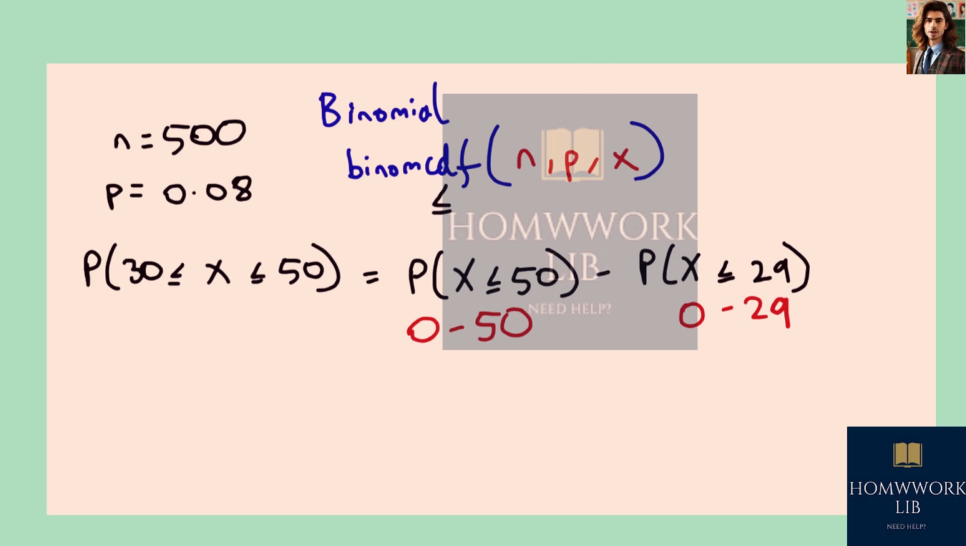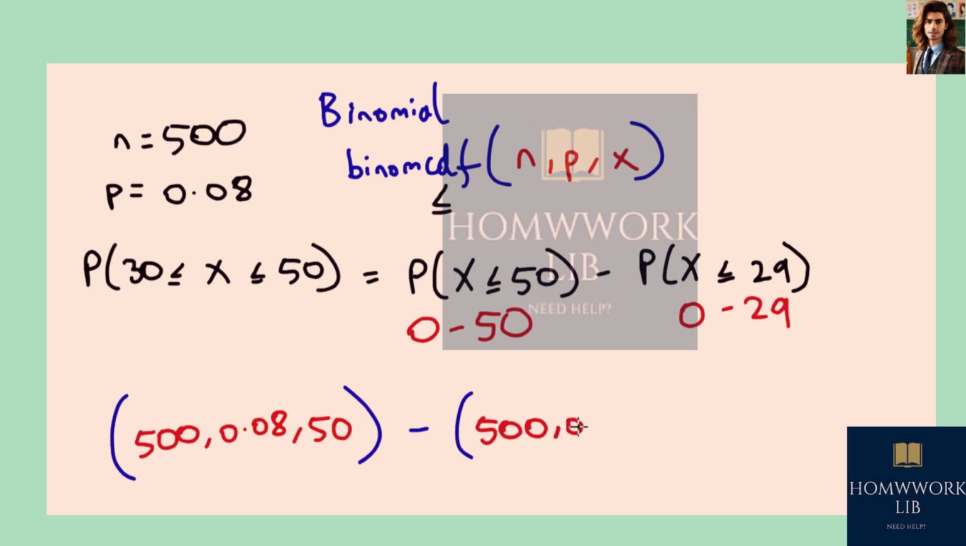So using this function, put in 500, 0.08, and 50. Then I'll save that and do the same thing for 29 rather. The difference between them is my answer, 0.9174 to 4 decimal places.